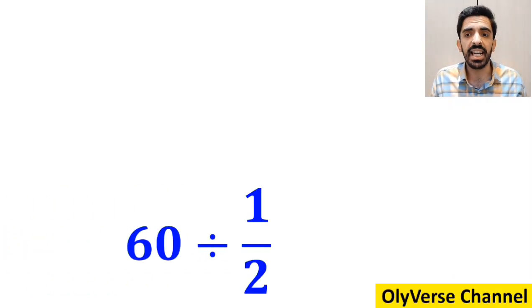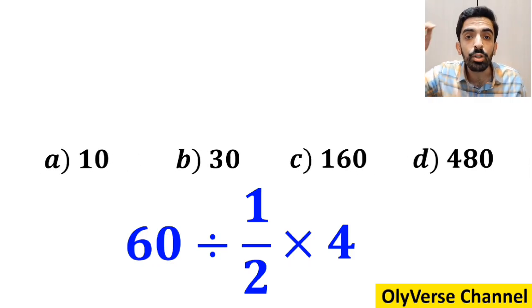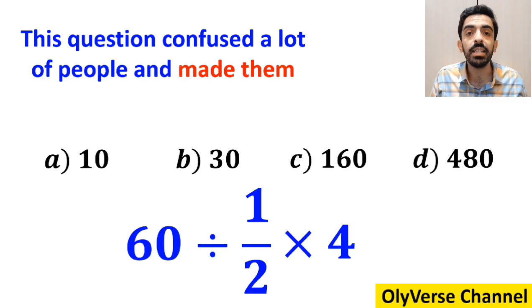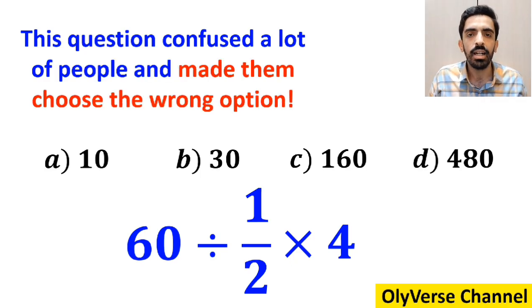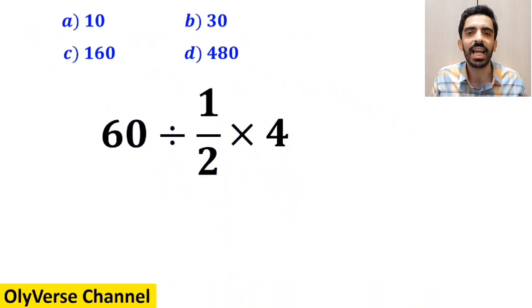What is the value of the expression 60 divided by 1/2 multiplied by 4? Which option do you think is the correct answer to this question? This expression confused a lot of people and made them choose the wrong option. Let's take a closer look and solve it together.